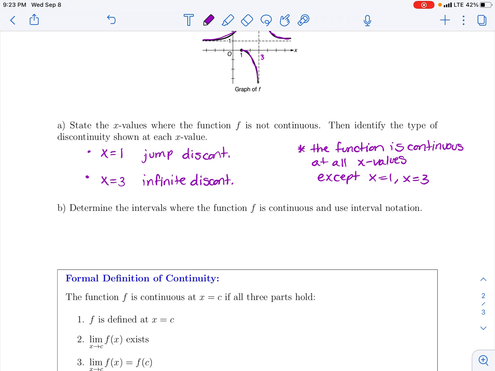Okay, and then part B says determine the intervals where the function is continuous and use interval notation. Okay, so like I was saying, when I gave you this note, the function is continuous at all other x values except these two values. So how would I write that using interval notation?